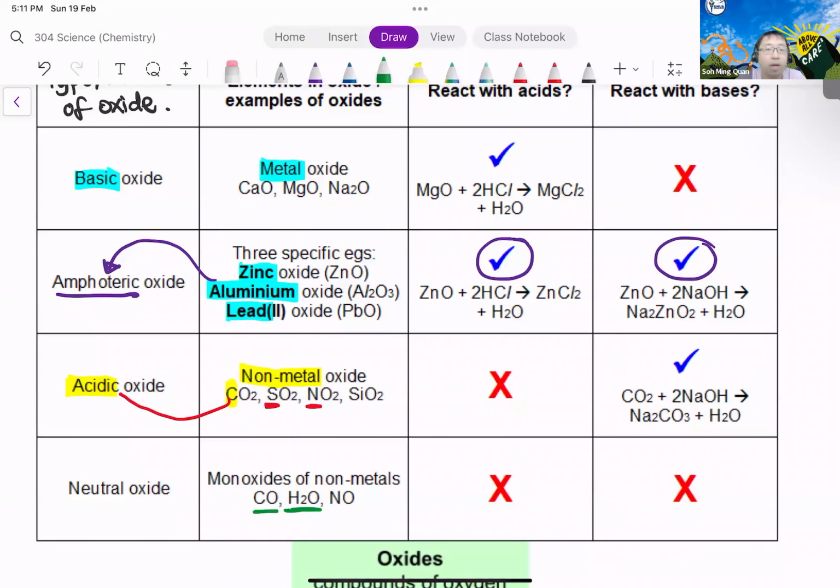Okay? Now, when trying to learn this, I would advise you to learn the basic and acidic first. Learn these 2 bigger categories first. You must know that metal oxides are basic, non-metal oxides are acidic. Learn these 2 first. After you learn these 2, then you go and add on, learn amphoteric, you learn neutral, because these are more of the exceptions that you need to learn. So the ideal state is by Tuesday, you should know all 4.